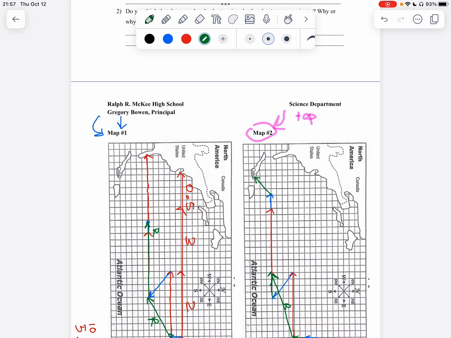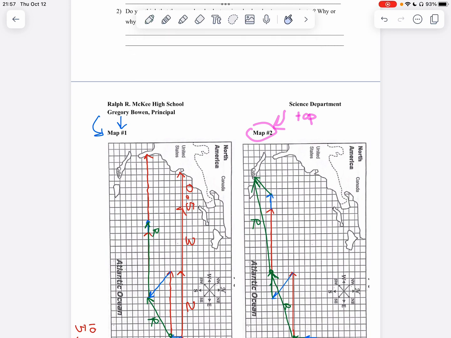Again, we still need to draw in the resultant. So again, from the tail of the first one to the tip of the last vector. Okay, we're going to put the letter R. That indicates that. Again, try not to freehand it. Use something that's flat and straight so that you can line it up.